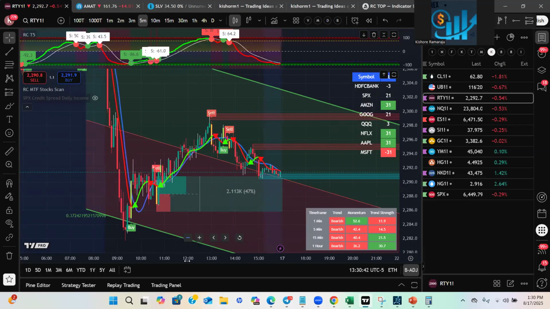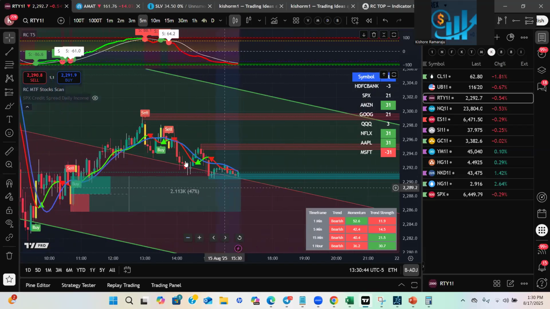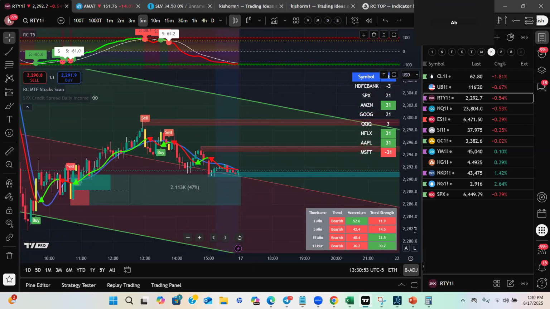Right. So it will give a high level picture, but even though you have an order block, it may drop after some time. Okay, got it. Okay, Kishore, thanks.